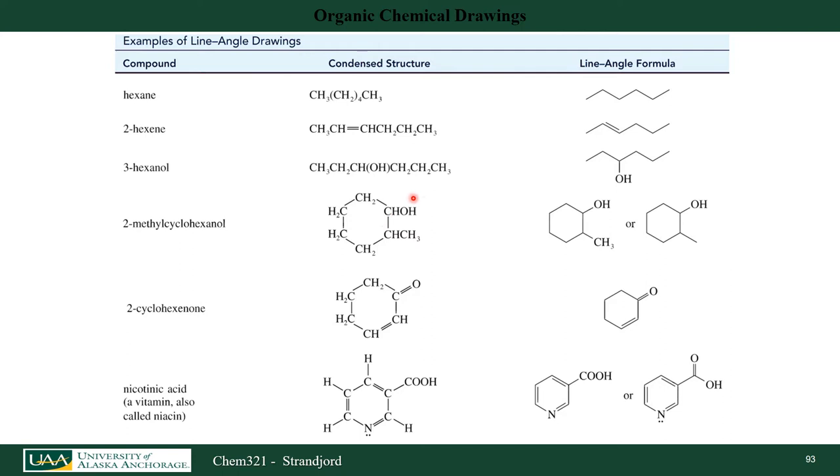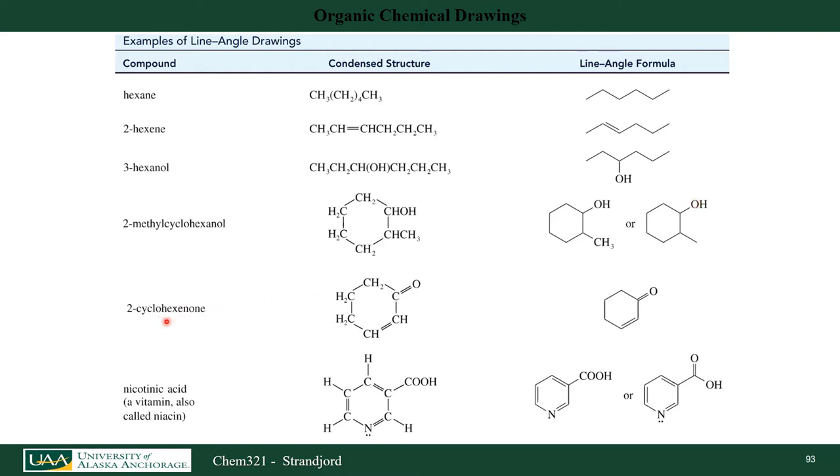I have a hydroxyl group or an alcohol group on this carbon, and I have a methyl group, or just a single carbon, on that carbon. If I look at the line angle formula, sometimes I will represent the CH2 group by literally drawing out a mini condensed structural formula, or I could just draw the line out there representing a CH3 sticking out and a hydroxyl group sticking out there.